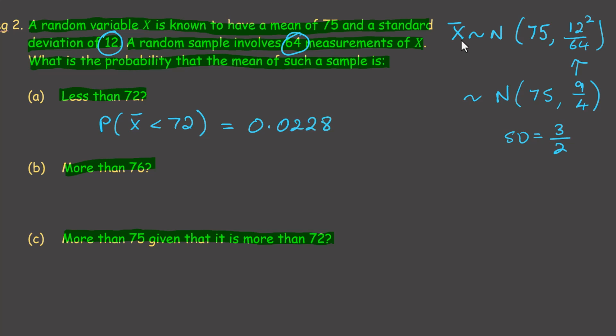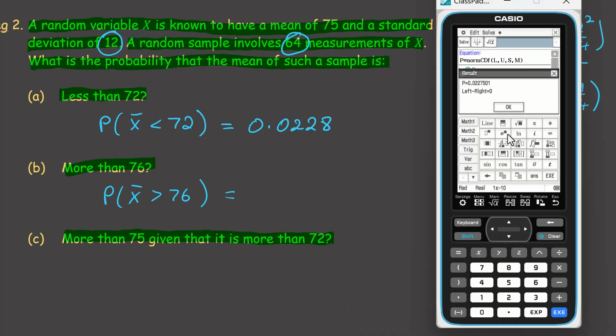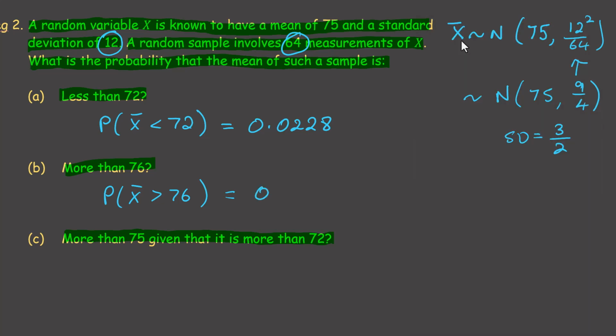And then more than 76 is the probability of x bar being more than 76. And so we can go back here. Still have only probability, so leave that blue. The lower is going to be 76. The upper will now be infinity. Same standard deviation, same mean. So let's just hit solve, and we get 0.2525.